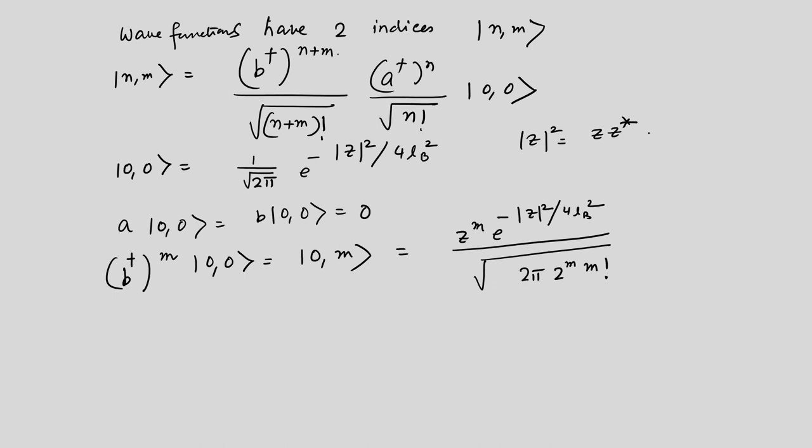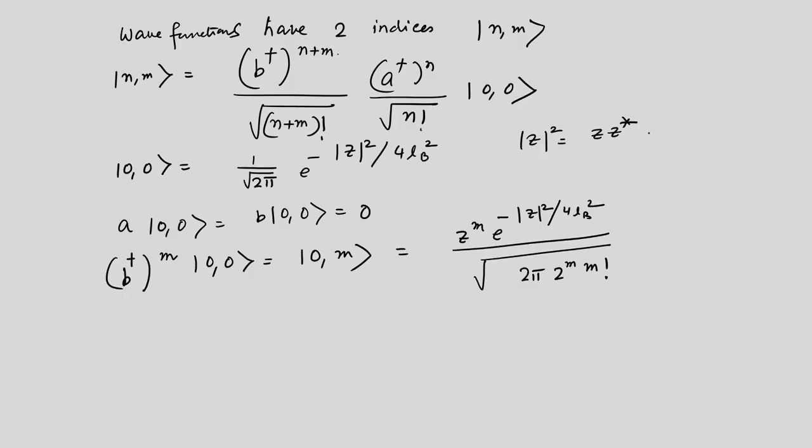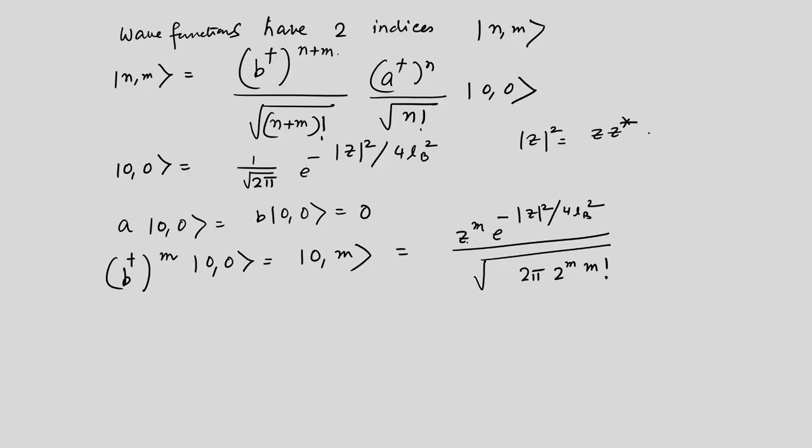So these are the properties of the Landau levels, and as I said, for a given m you will have a polynomial which is z to the power m. There is a normalization constant that appears there and so on. So each time you operate a b dagger on the 0, 0 state, you get a z. You operate it twice, you get a z square and so on and so forth.